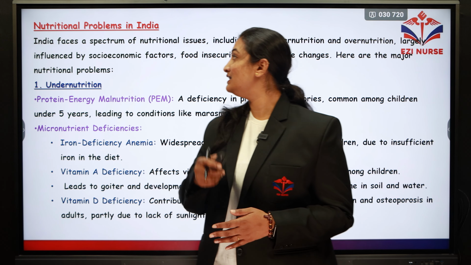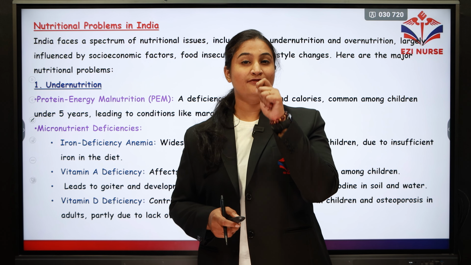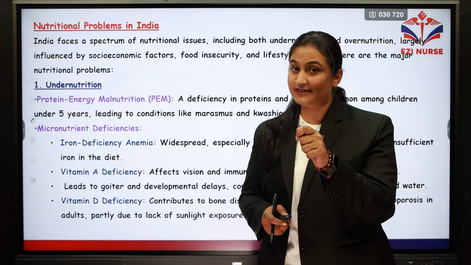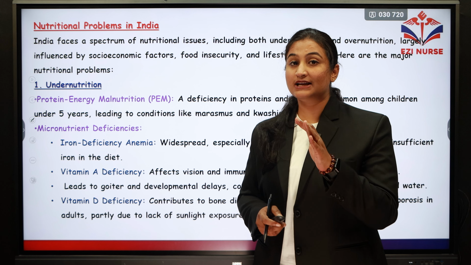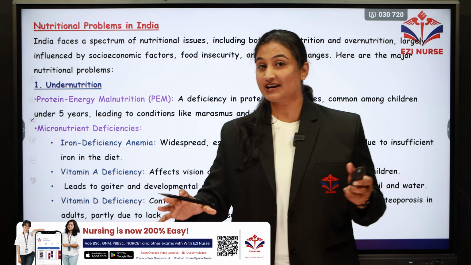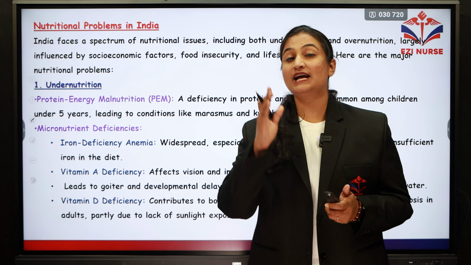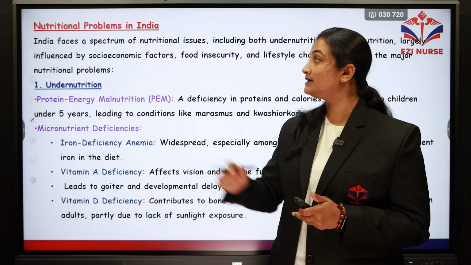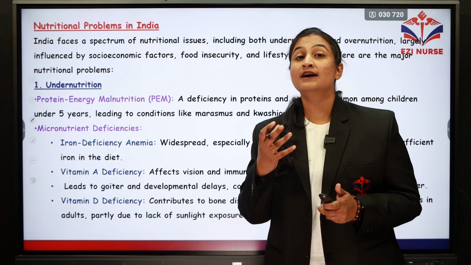Coming to the nutritional problems in India, this is also a proper 5 marker or 10 marker that is definitely coming for your exam. Please do note this and learn this in a proper structured format. Write it in points or in a mind map form so that the evaluator is impressed. The nutritional problems in India: what are the problems that they are facing?